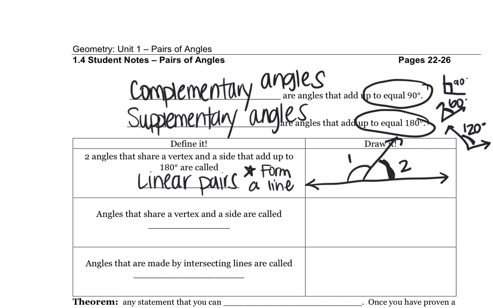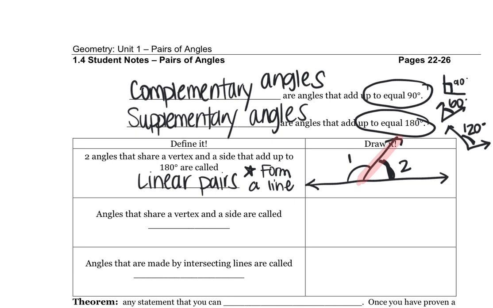Give me 1 second, right here. Oh, and I didn't want that color. Let's do this one in red. Okay, so this is your shared ray between the two angles. They form a straight line, so they make 180 degrees together. Okay, so two angles that share a vertex and a side, okay, and they add up to 180. This is called a linear pair right there. It's very similar to supplementary because supplementary adds up to 180, but supplementary does not have to be a line. That's the difference.